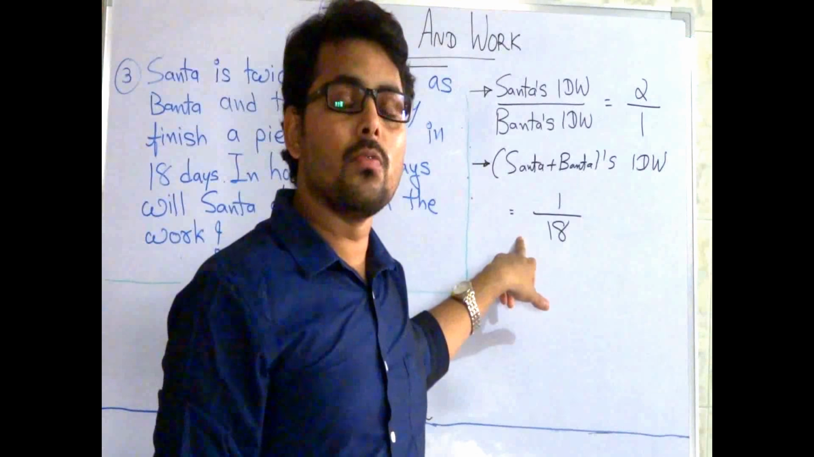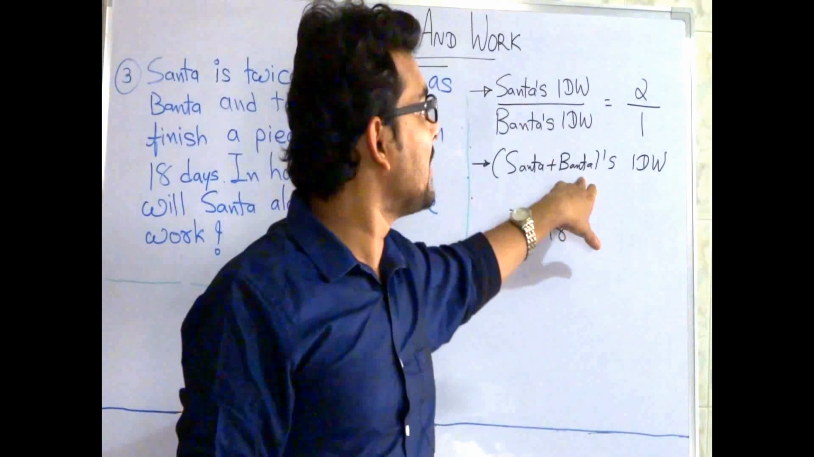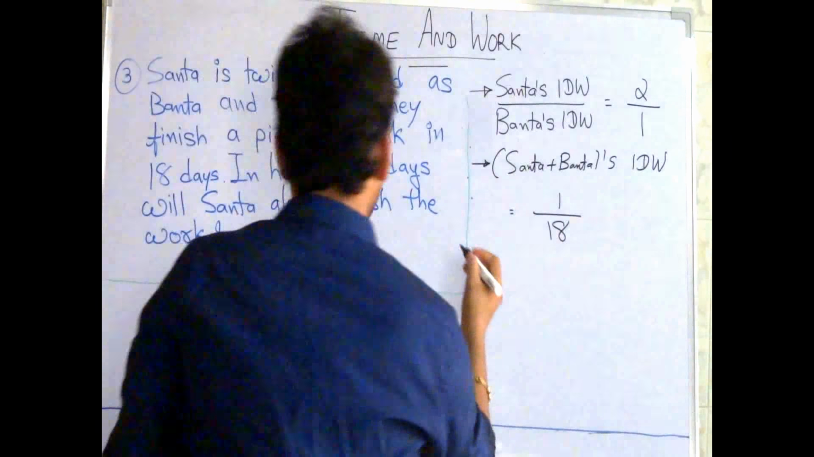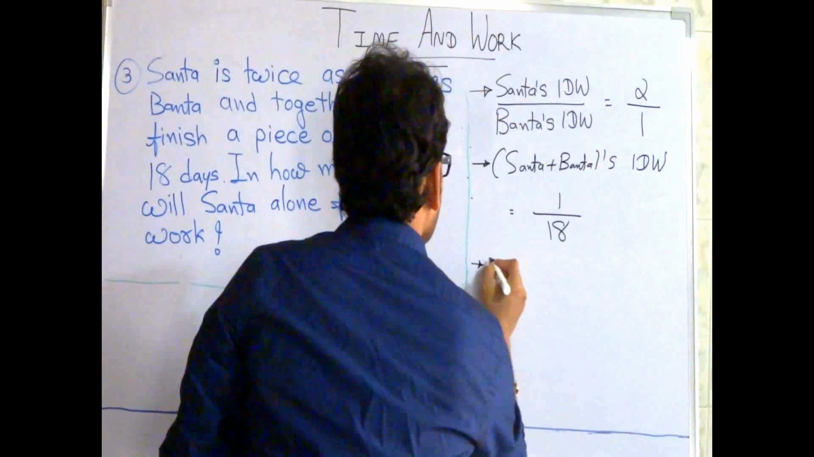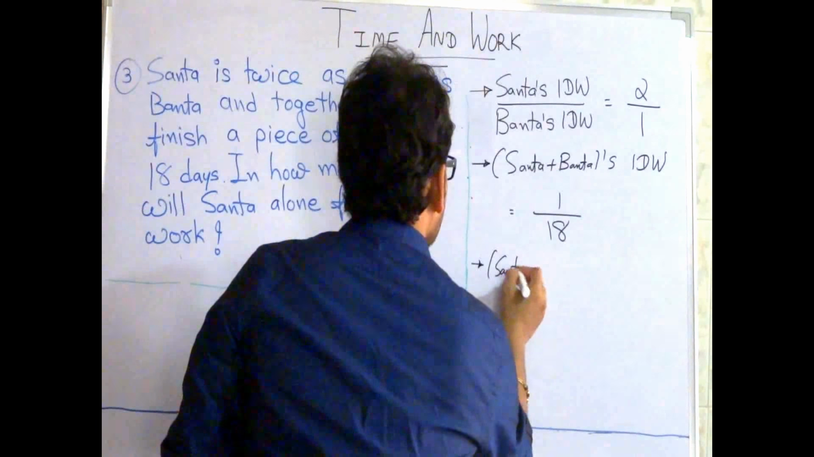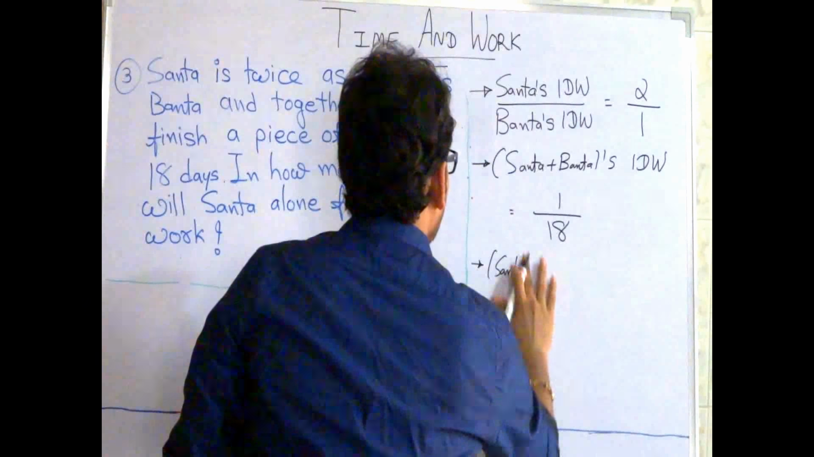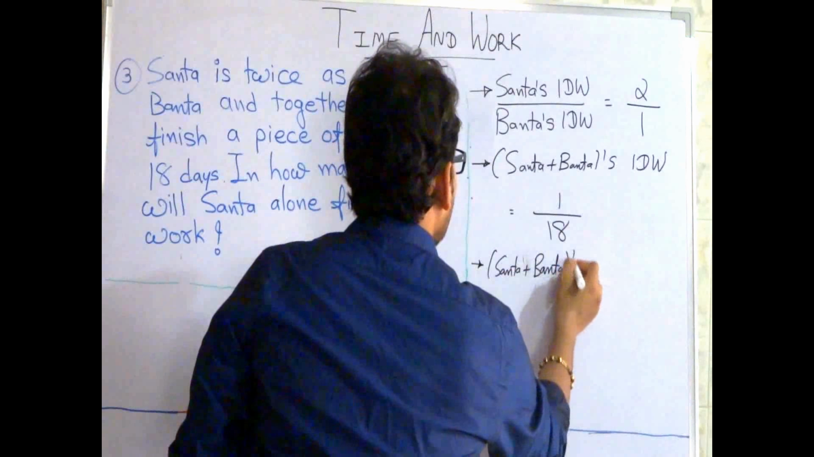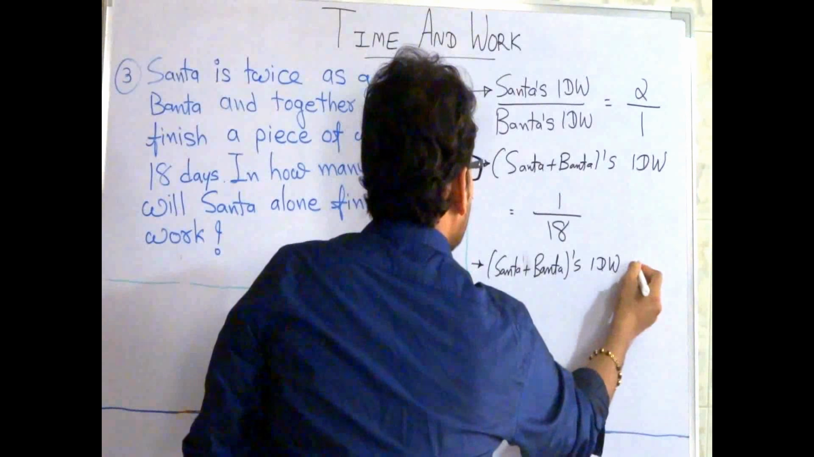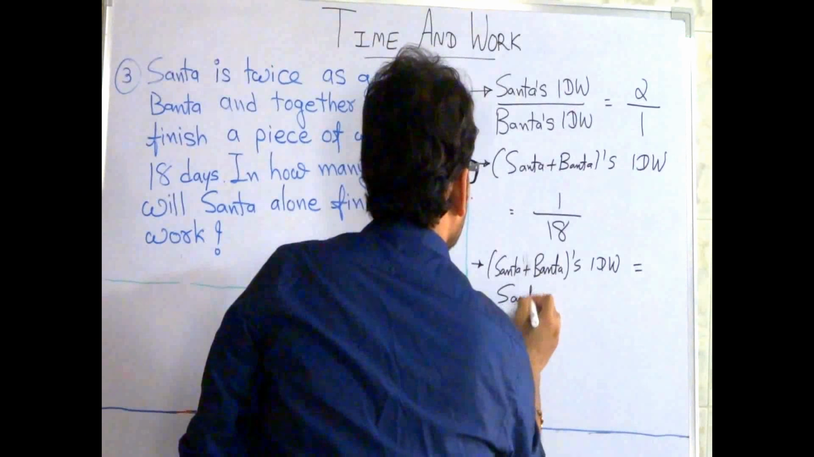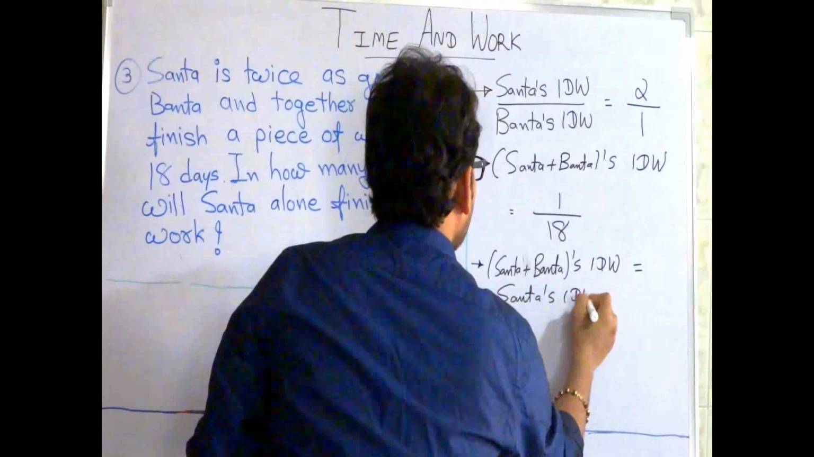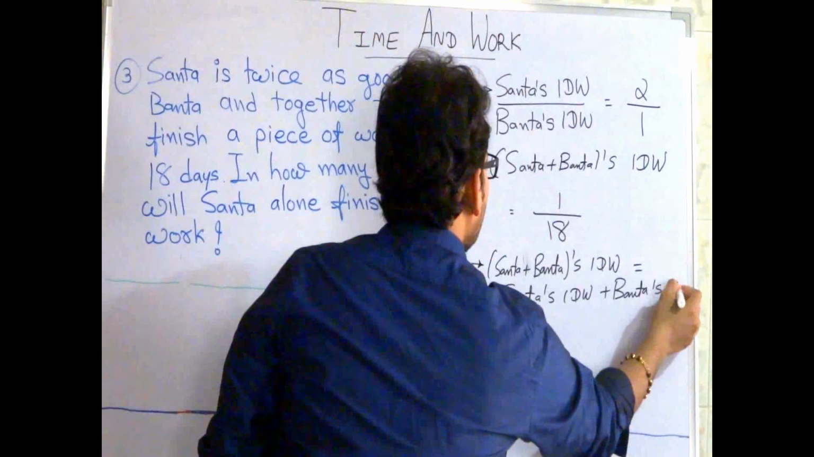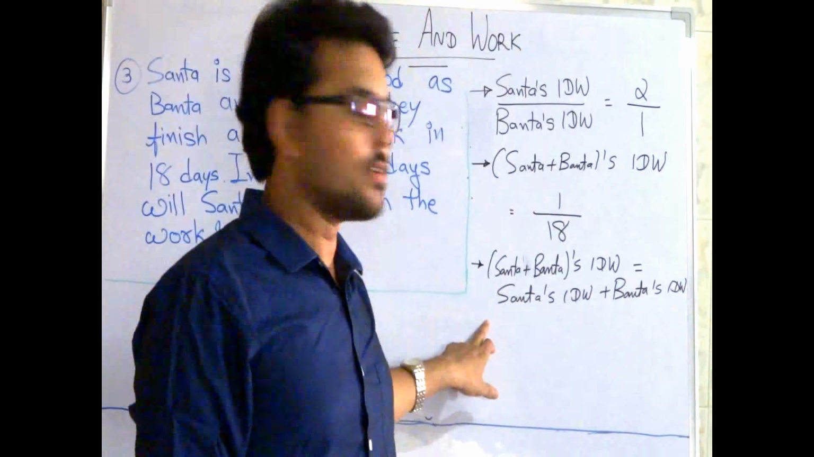Time, so 1 by time, that is work. So Santa's plus Banta's one day work is 1 by 18. Now what equation are we having? We are having the equation: Santa plus Banta's 1 day work is equal to Santa's 1 day work plus Banta's 1 day work. We are having this equation.